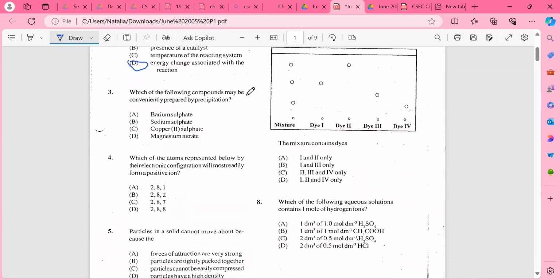Which of the following compounds can be conveniently prepared by precipitation? So we're looking for an insoluble salt. All sulfates are soluble except barium and lead. So this is an insoluble salt, so A. The atom represented below by the electronic configuration will most readily form a positive ion. So that's going to be A.